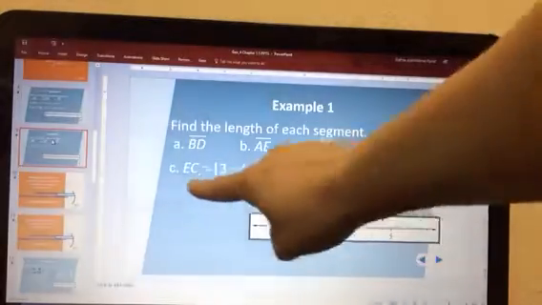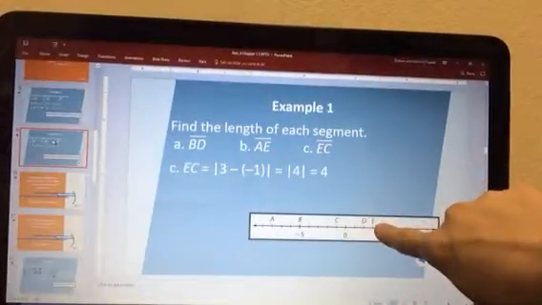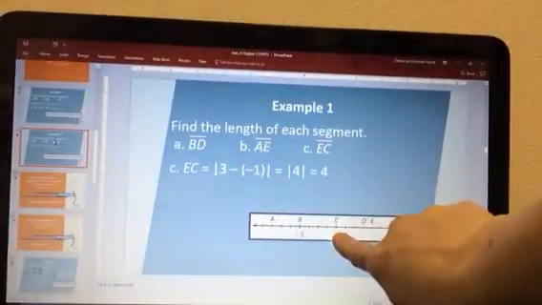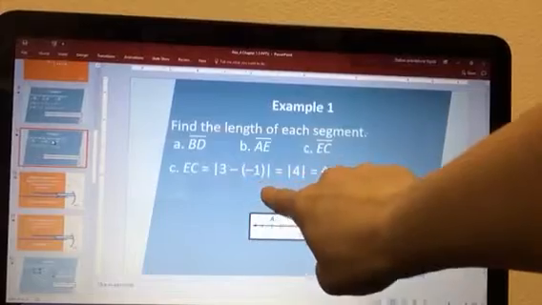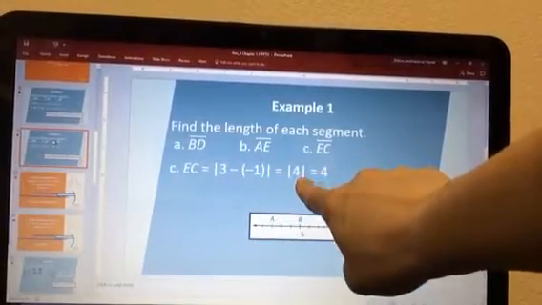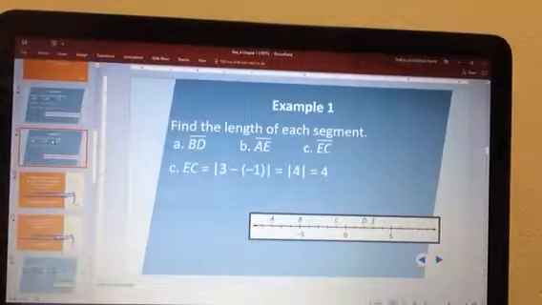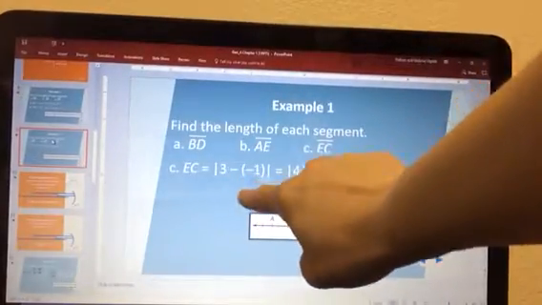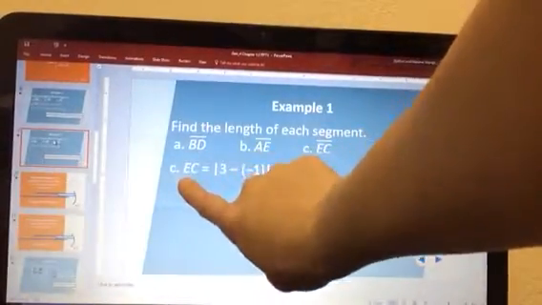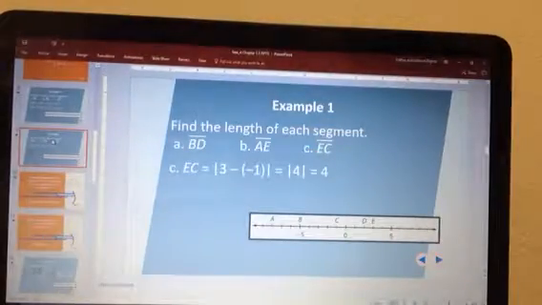Here we have that. E lies at 3, C lies at -1. The absolute value of 3 minus -1 is the absolute value of 4, which is 4. Now notice, the first number we put inside the absolute value bars is the coordinate of the first letter of the line segment we're working with.